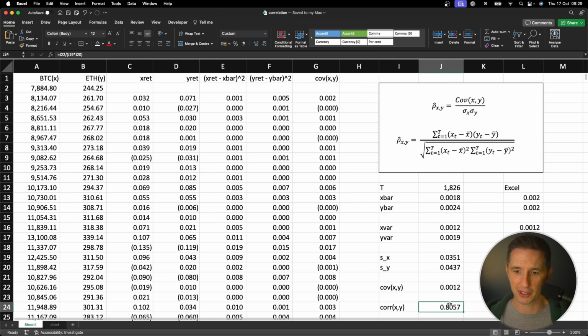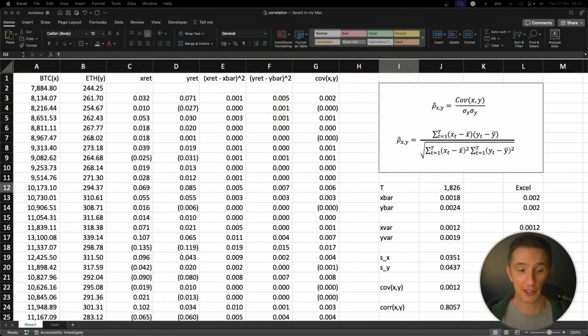So if this was a +1, it would mean they're perfectly correlated. They move identically. If it was -1, it would mean that they move perfectly in the opposite direction to one another. And if the number was 0 or near 0, it would mean that they move pretty much very differently to one another. So the next question is, is this calculation actually reliable?